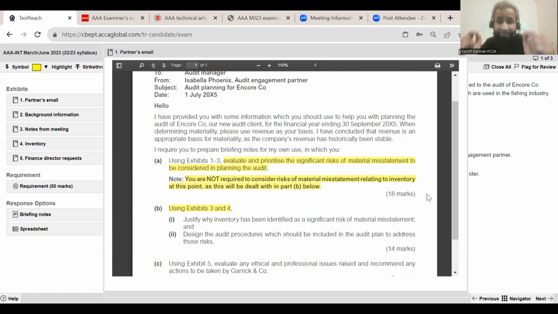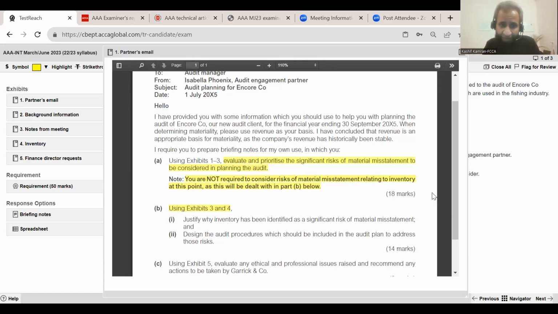What are the bases? Now, this is exactly what, if you give a conclusion in answer A above, you will conclude: inventory has been identified as a significant risk and why. That is what exactly the examiner is asking for in a separate requirement: why is inventory a significant risk? What is the justification? Yes, one of the justifications could be that it is material. It is above the materiality threshold and you get 1 mark. But you need to give more bases, which will come out of the case study, Exhibit 3 and Exhibit 4.